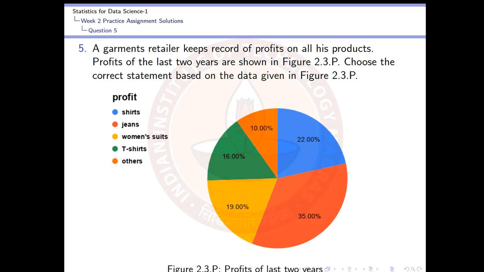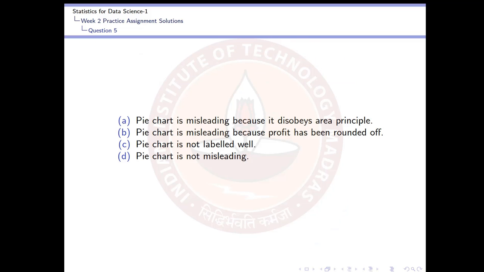A garment retailer keeps the record of profits of all his products. Profits of the last 2 years are shown in figure 2.3.p. Choose the correct statement based on the data given in figure 2.3.p. In this figure, the profit of the last 2 years has been shown for a garments retailer. So let's check each option one by one, which is correct or which is wrong.